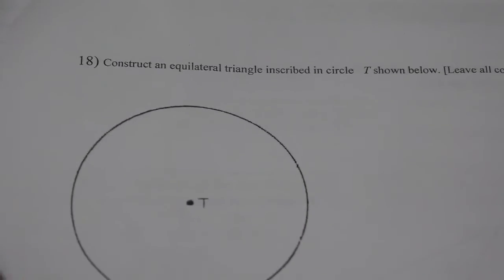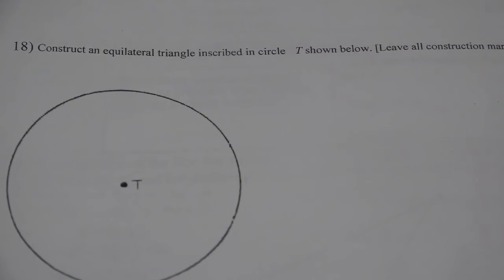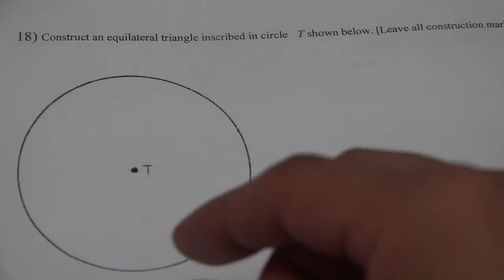Alright, so here we go. I'm supposed to construct an equilateral triangle inscribing the circle. Sure. Equilateral triangle. Let's do this.